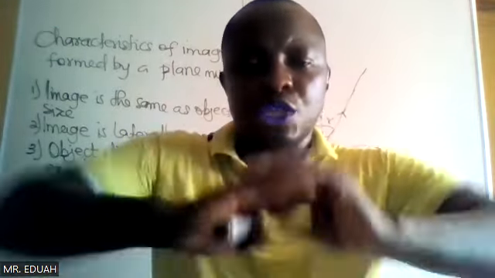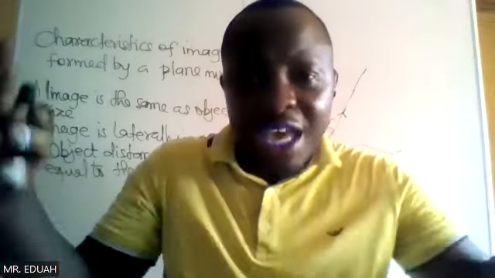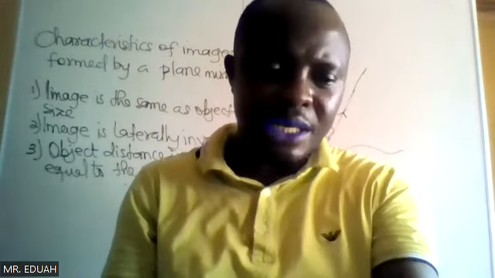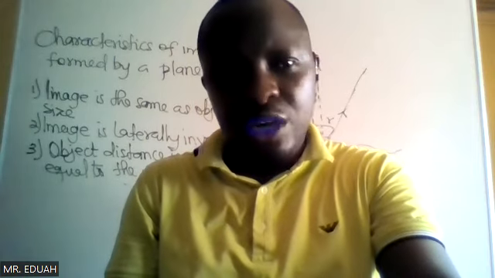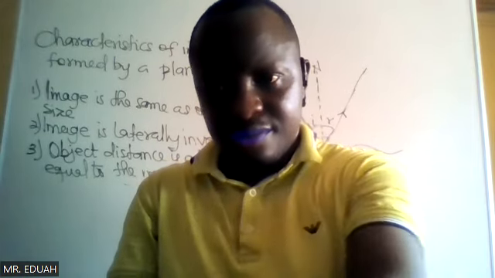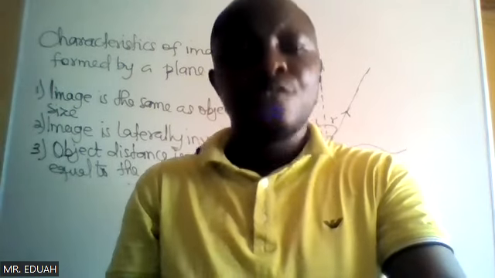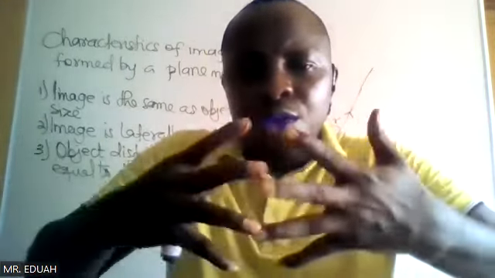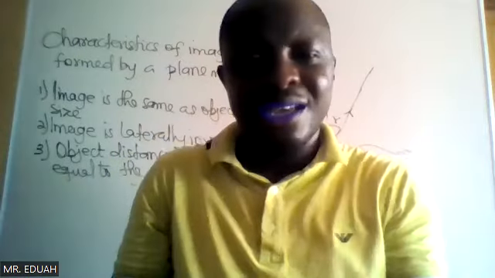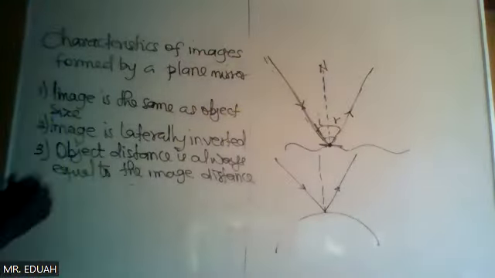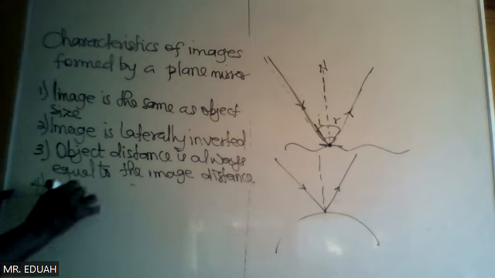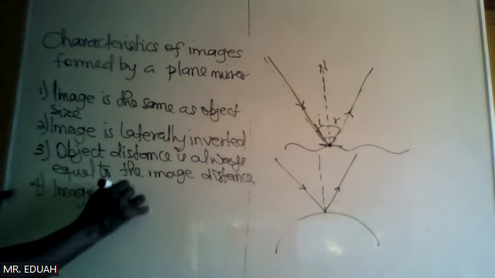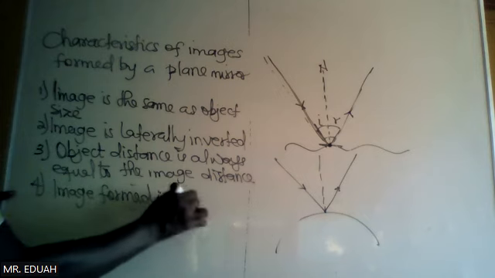If it is not formed on the screen, we say the image is virtual. So virtual images cannot be formed on a screen, or virtual images are formed as a result of the apparent intersection of reflected rays. We will come there, and so you understand better. Image formed is virtual.